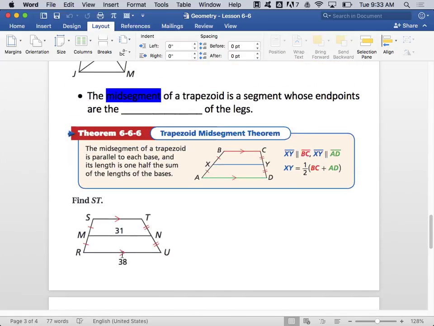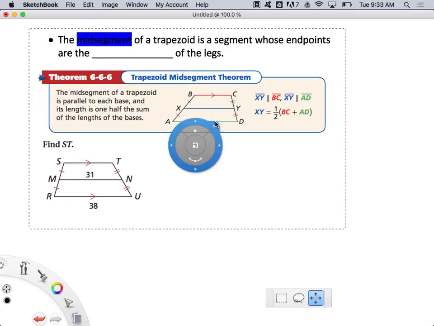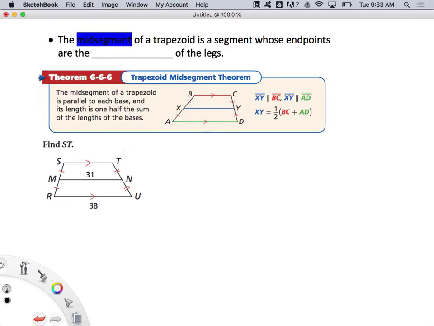All right, mid-segment of a trapezoid. Mid-segment of a trapezoid is a segment whose endpoints are the midpoints of the legs. Okay. So, I know that this is the average of these two. The length of the mid-segment, so make sure you're paying attention.